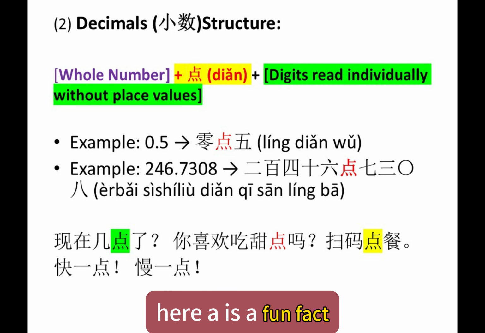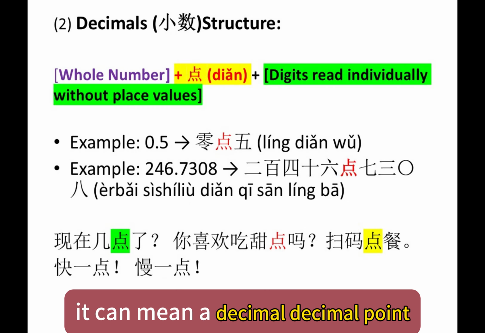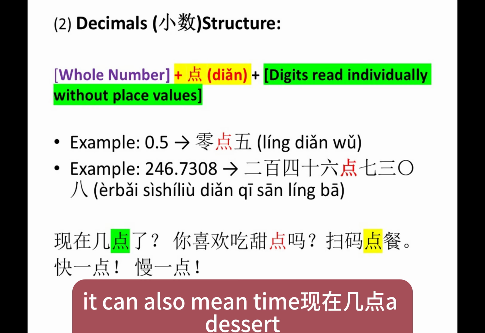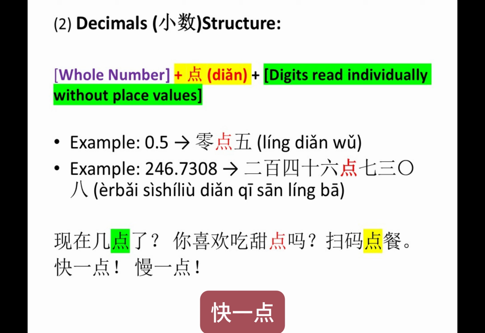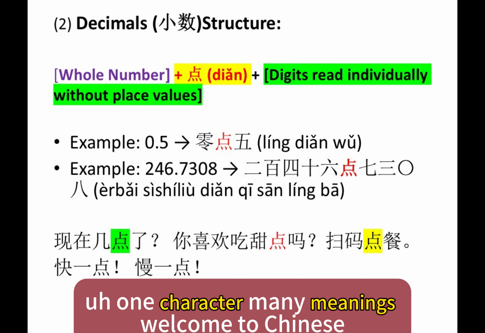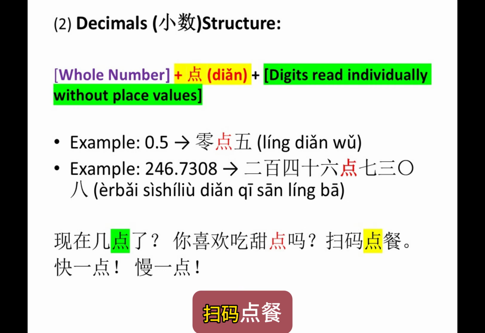Here is a fun fact. The character 点 appears everywhere in Chinese. It can mean a decimal point. It can also mean time. 现在几点? A dessert, 甜点. To order food, 点餐. Or simply a little, 慢一点，快一点。One character, many meanings. Welcome to Chinese. Oh, I forgot. 扫码点餐. If you order food in China, 扫码点餐.